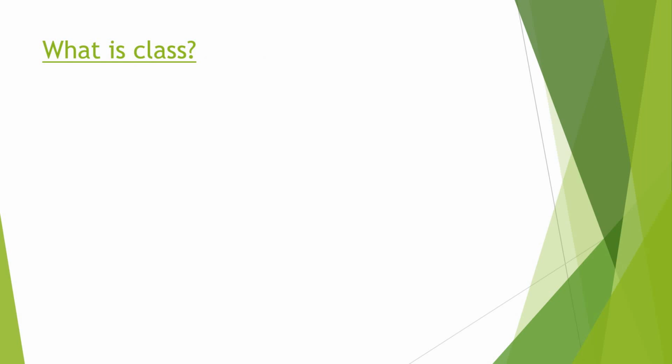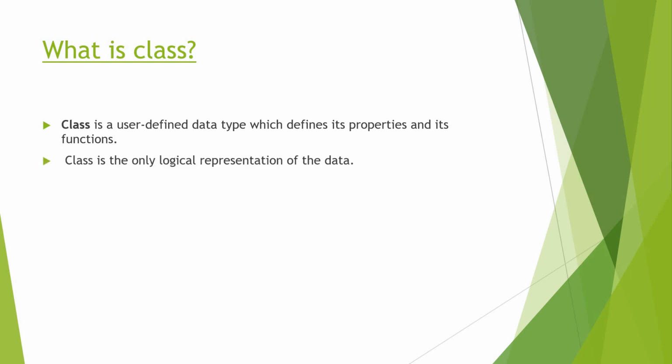So what is a class? We have all studied in our schools, in our classes and in our university that a class is just an instance of an object. But what is that instance? A class is just a logical thing. It is not present physically. Let's say a class is a user defined data type which defines its properties and its functions.